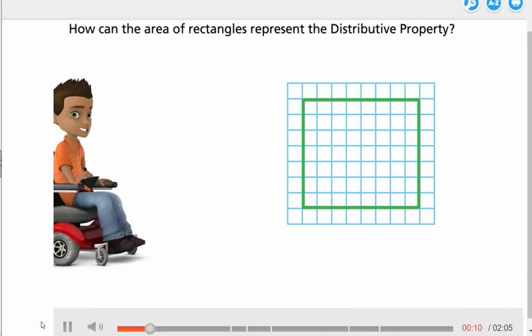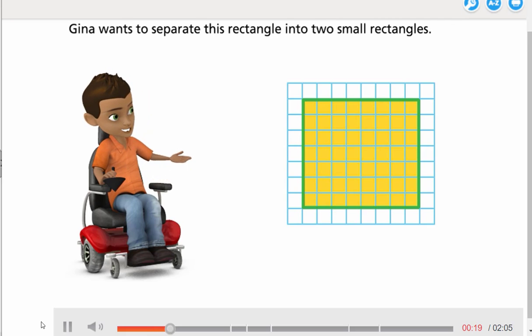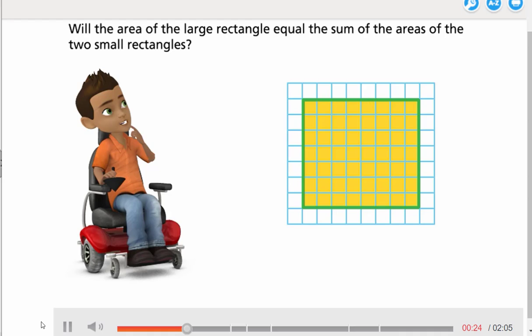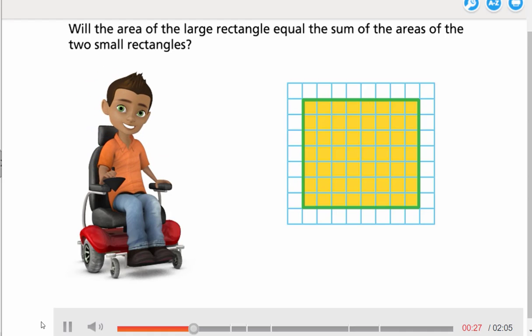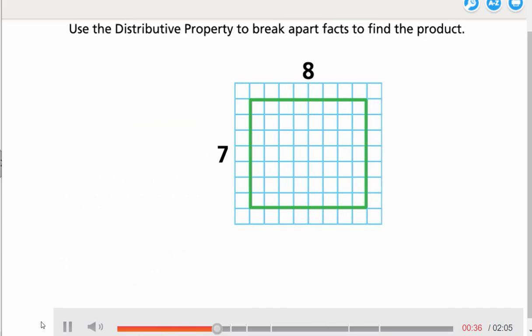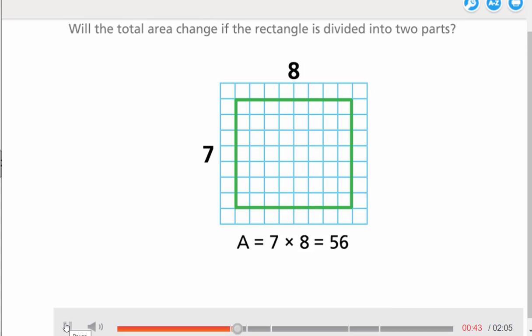How can the area of rectangles represent the distributive property? Gina wants to separate this rectangle into two small rectangles. Will the area of the large rectangle equal the sum of the areas of the two small rectangles? Use the distributive property to break apart facts to find the product. The area of the rectangle is 56 square units. Will the total area change if the rectangle is divided into two parts?